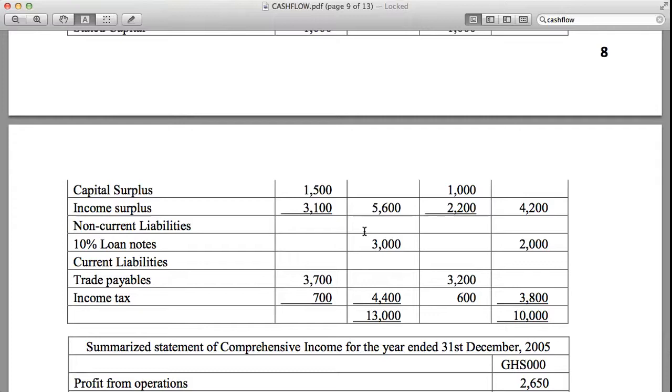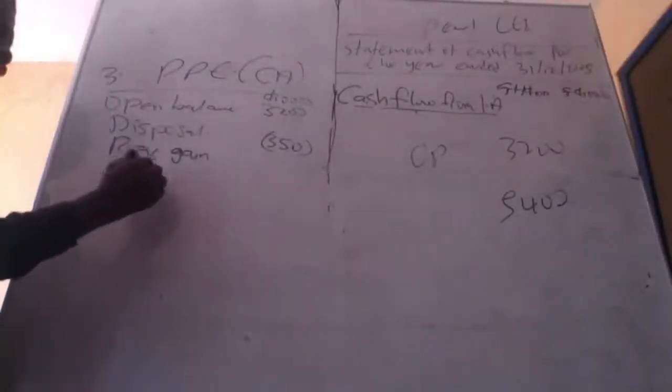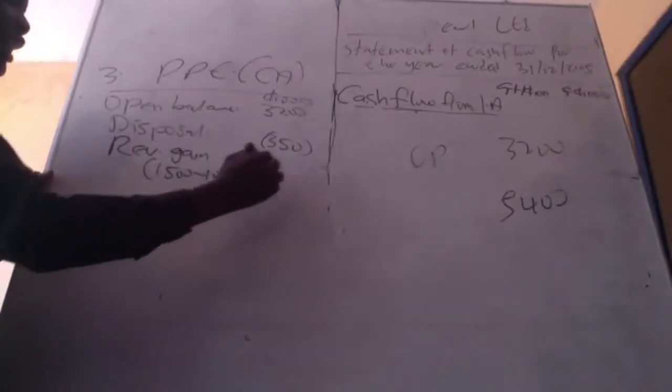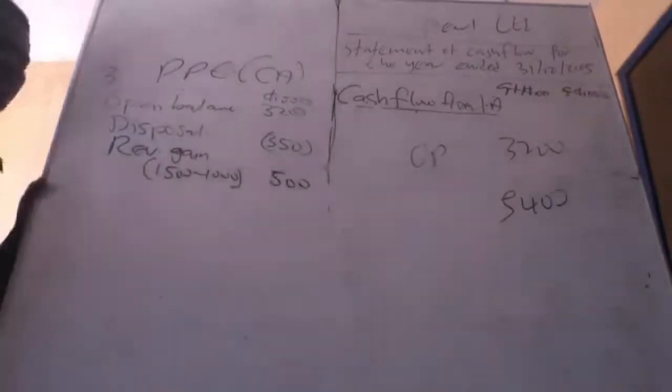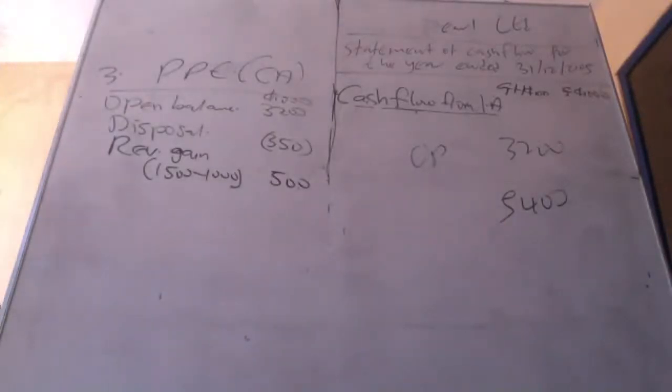Let me step it down. So in brackets, 1,500 less 1,000, and that gives us what? 500. That's the revaluation gain. We said that when there's a gain, add it to the assets. Add the gain to the current amount of the asset. You have added the gain.